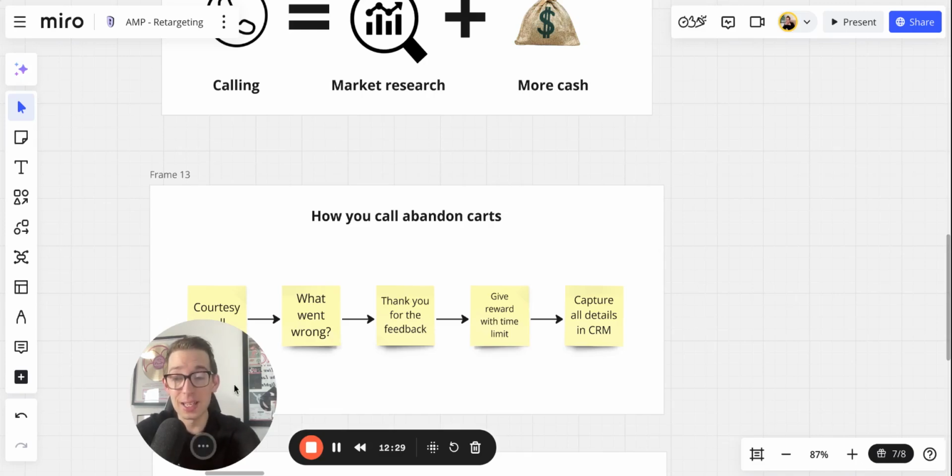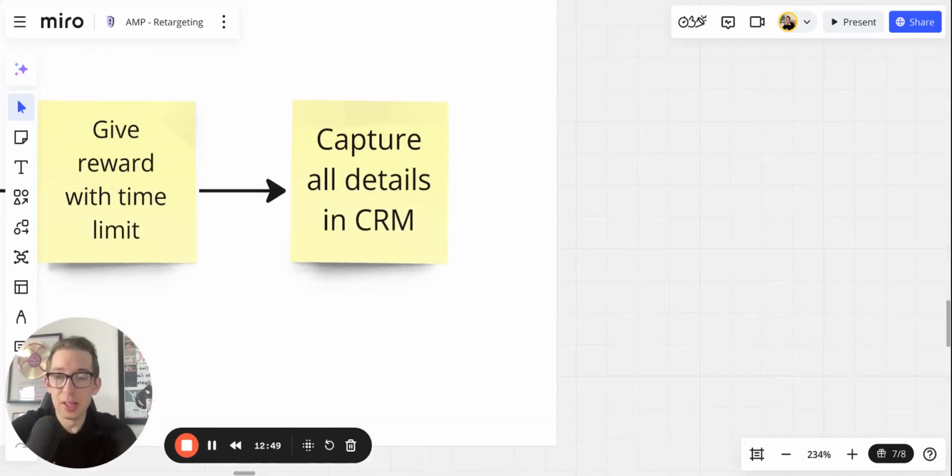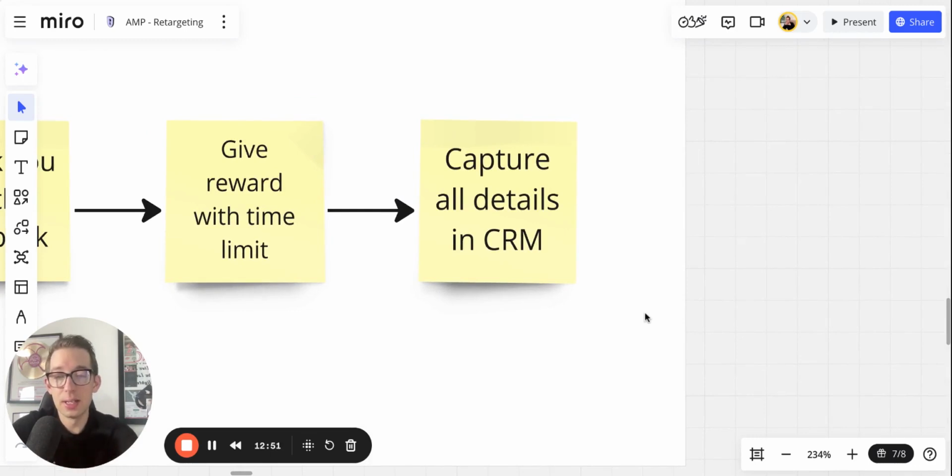I didn't particularly like every single time an abandoned cart came in having to ring that person throughout every time of the day. I'm sure there are other things I would have preferred to do with my time. However, what I do like is more money. So it's like, oh, I don't like doing it, just do it. And then you're capturing all those details in the CRM.